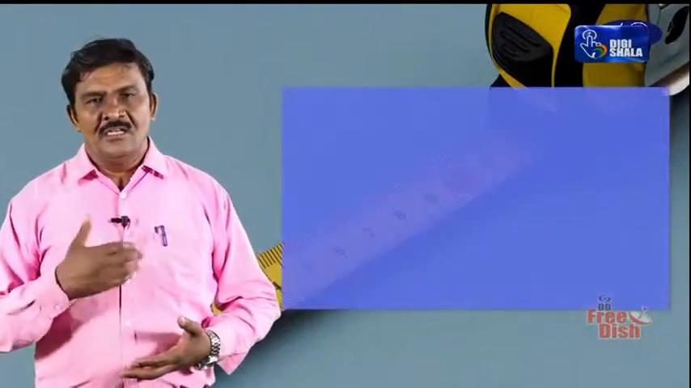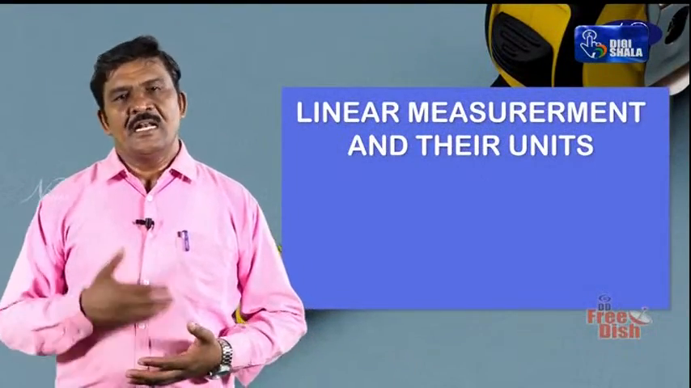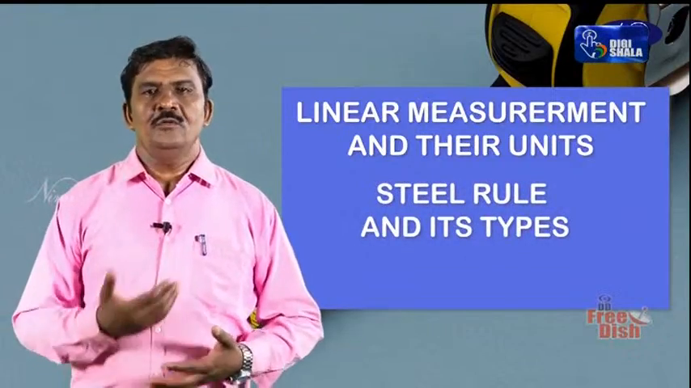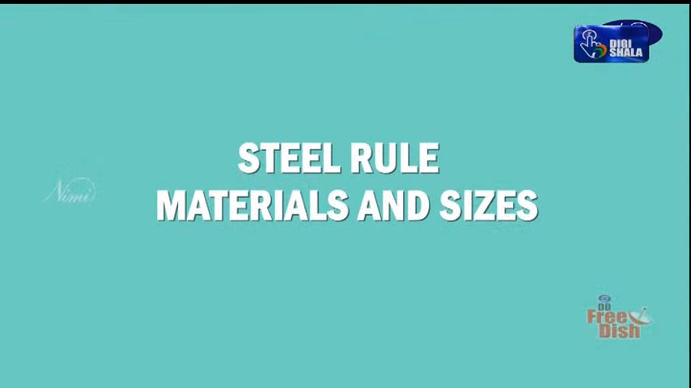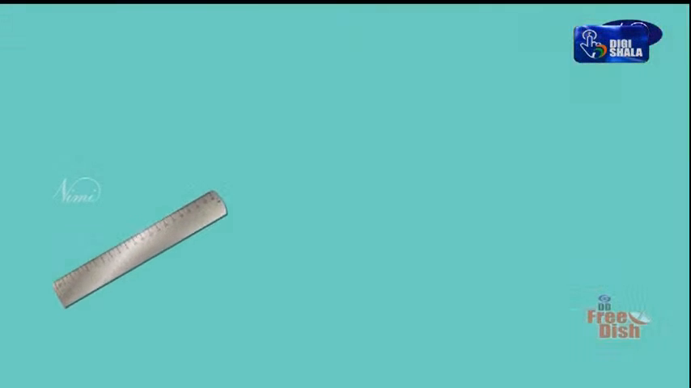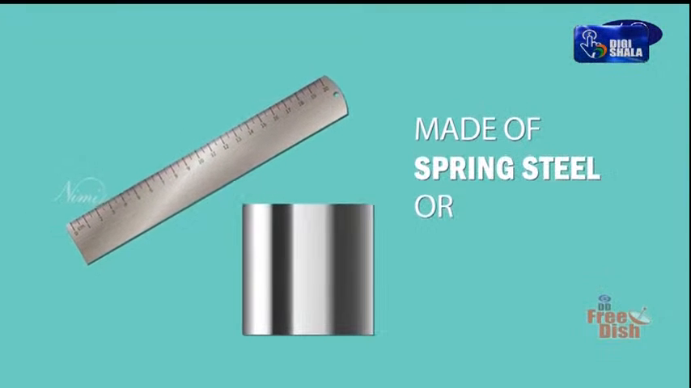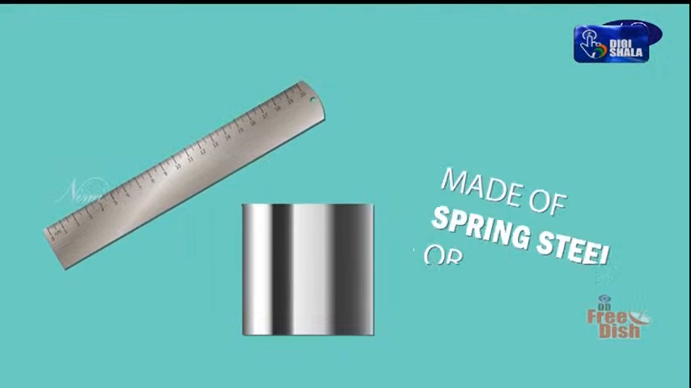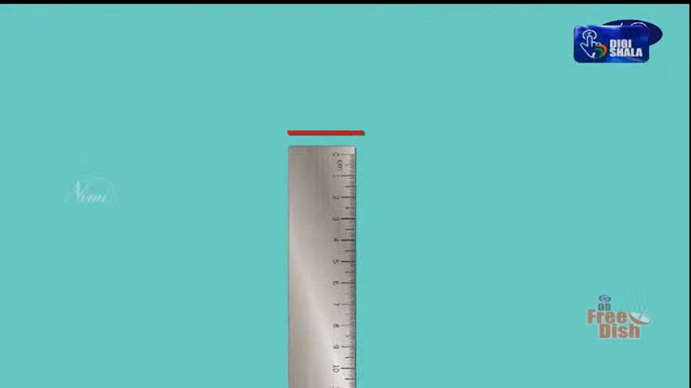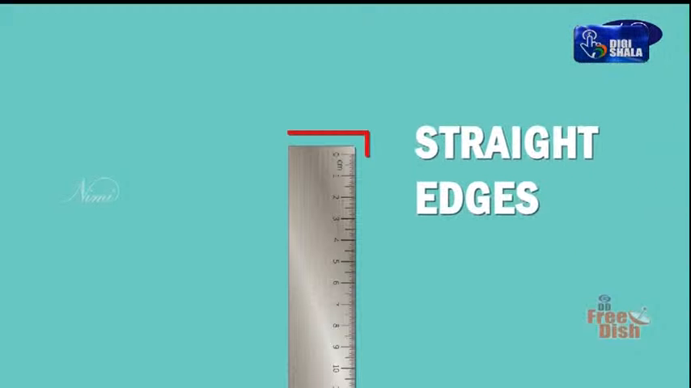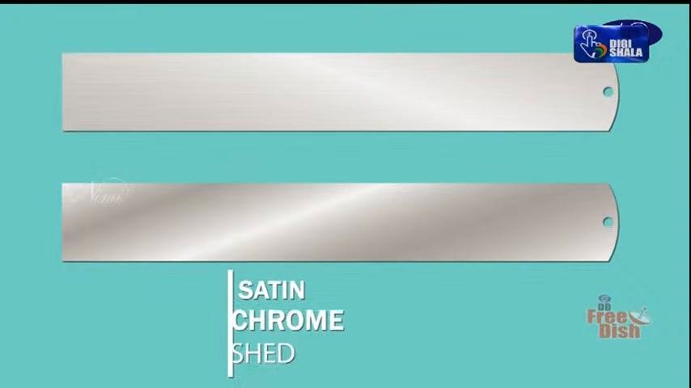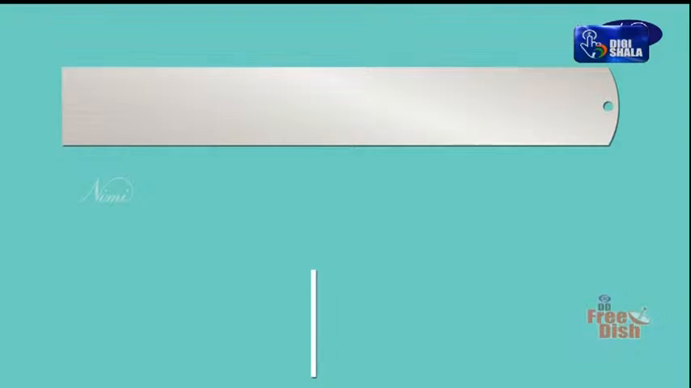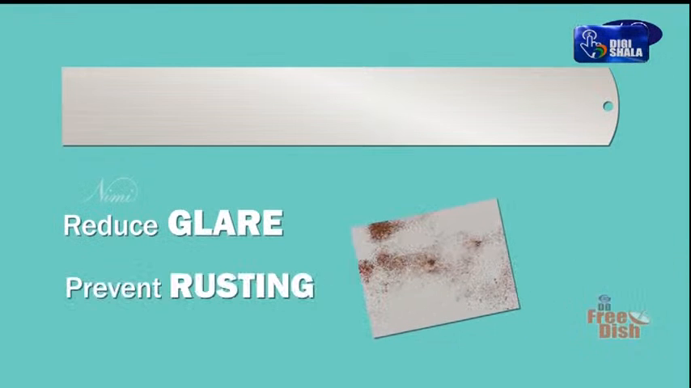Today we are going to learn about linear measurements and their units, steel rule and the types of steel rule. Now we will see the steel rule materials and their sizes. Steel rules are made of spring steel or stainless steel material. The edges are accurately ground to form straight edges. The surface of the steel rule is satin chrome finished to reduce glare and to prevent rusting.